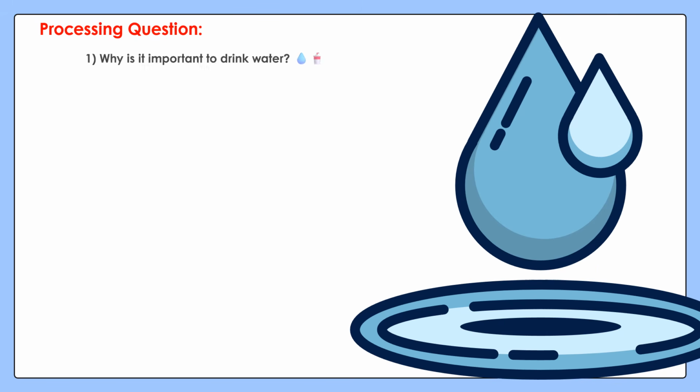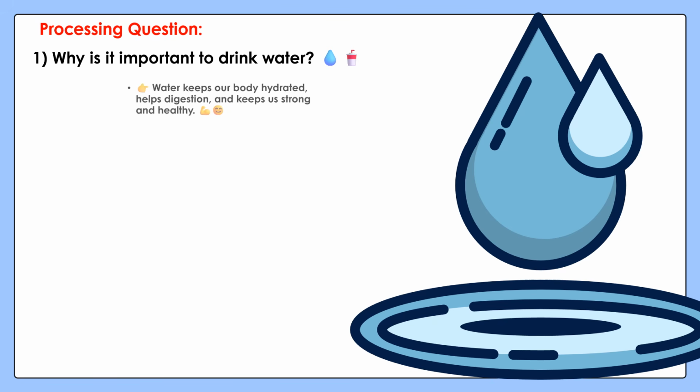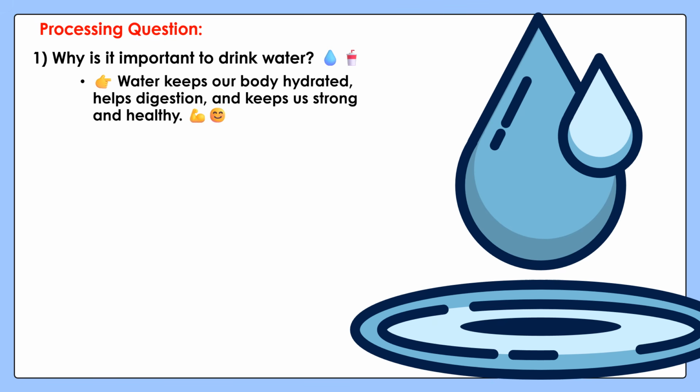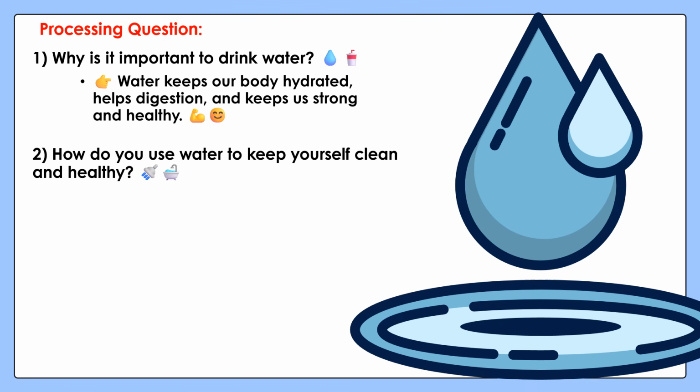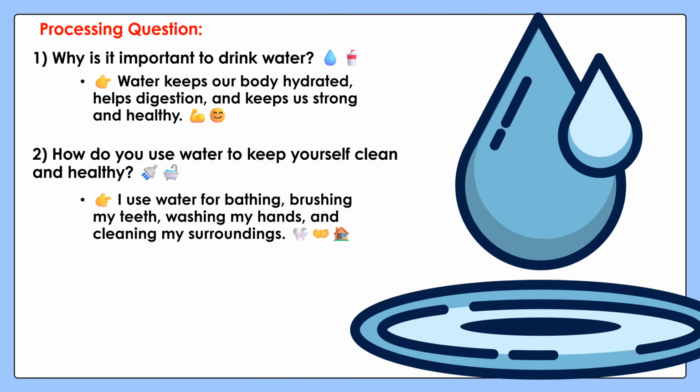Processing question. First, why is it important to drink water? The answer: water keeps our body hydrated, helps digestion, and keeps us strong and healthy. Second, how do you use water to keep yourself clean and healthy? I use water for bathing, brushing my teeth, washing my hands, and cleaning my surroundings.